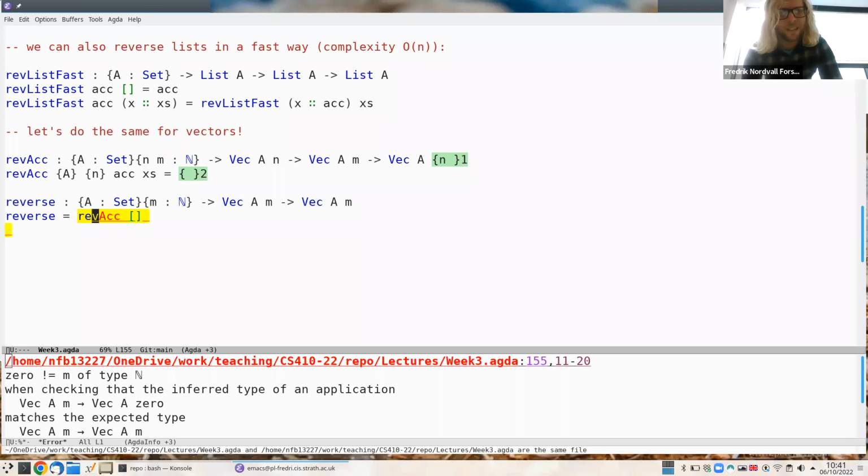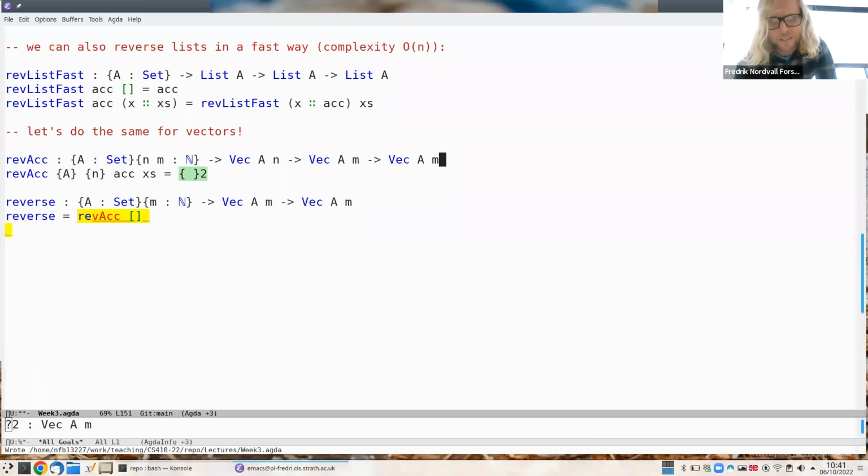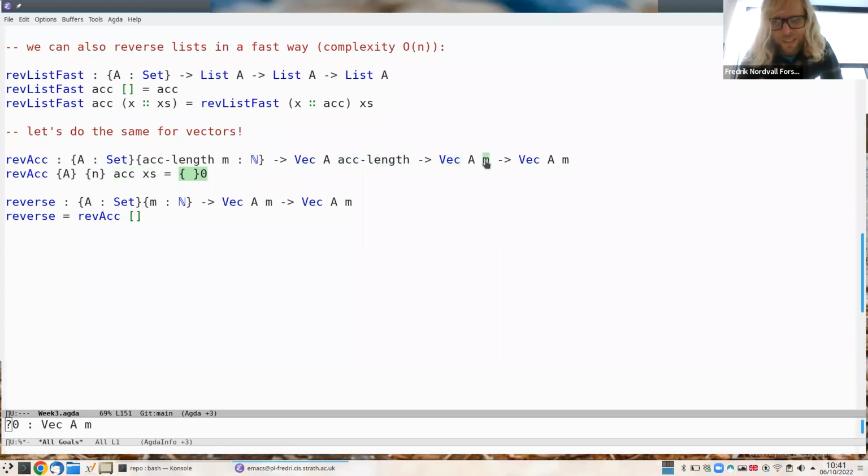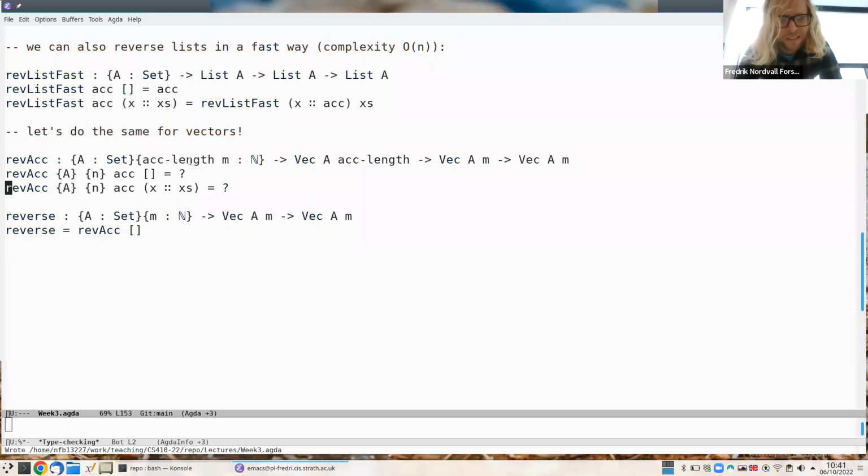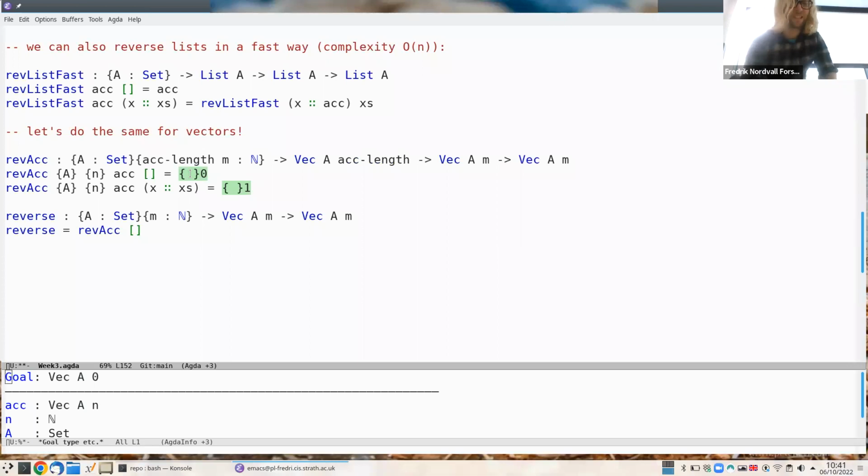But then we see, I take the accumulator first, so I want this to be m. Which one's the accumulator? It's the first one. Okay, so I'm saying that I'm going to ignore the length of the accumulator and then I do this. But if I now try to do this, I pattern match on xs. Here, I would like to return the accumulator, right? So they say that the length of the accumulator is m, and I want it to be zero because I said that it should be the same as the list. So that's not going to work.